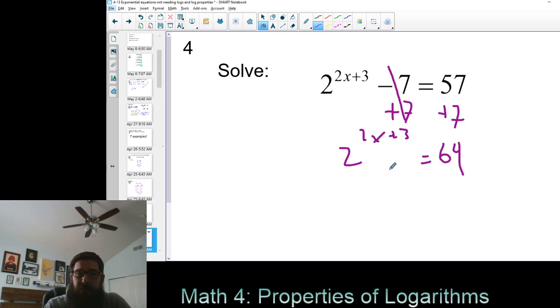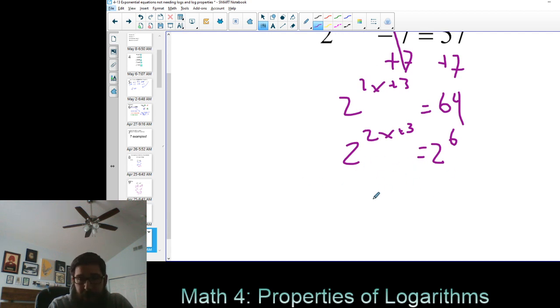Now we're just basically like that previous question. I need to rewrite 64 as a 2 base. From what we established earlier, that's 2 to the 6th. 2 times 2 times 2 is 8. And if I did another 2 times 2 times 2 is 8. 8 times 8 makes you 64. So I now have 2 to the 2x plus 3 equals 2 to the 6th.